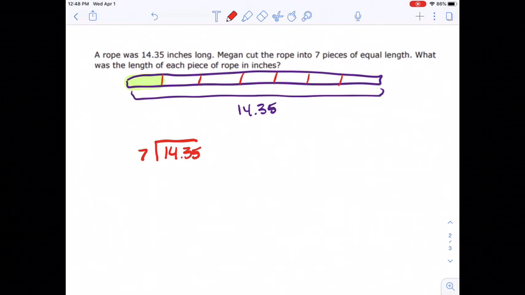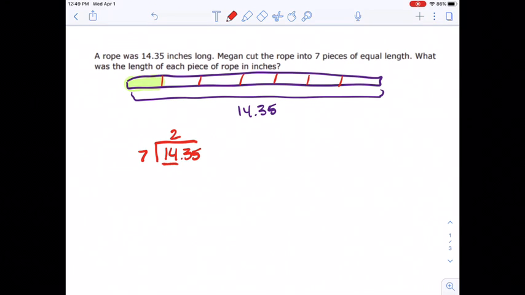Now we're going to remember that when we're dividing with decimals, we ignore the decimal point for now and we wait until we're finished solving it to put the decimal in the right place. I can look at this problem and I can say 7 will not go into 1, but it will go into 14. 14 divided by 7 is 2. 2 times 7 is 14. I subtract. I have 0 and I bring down my 3.